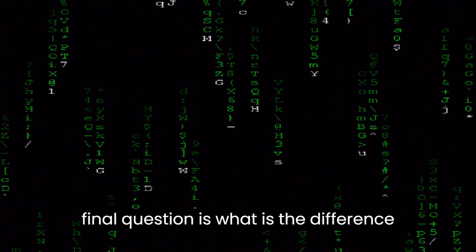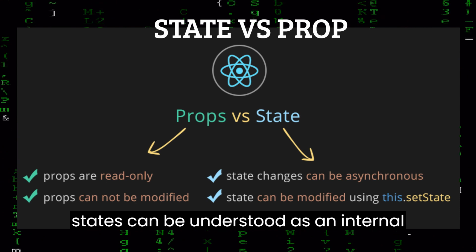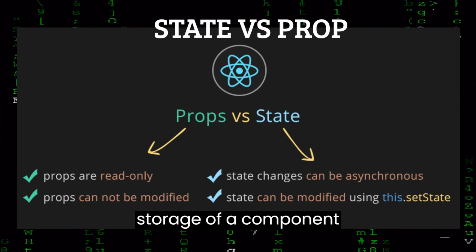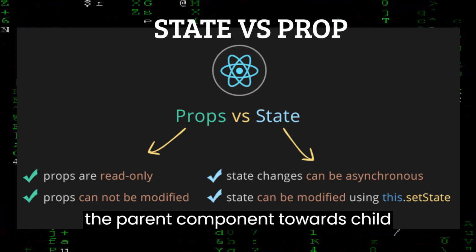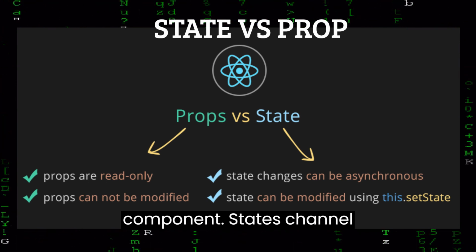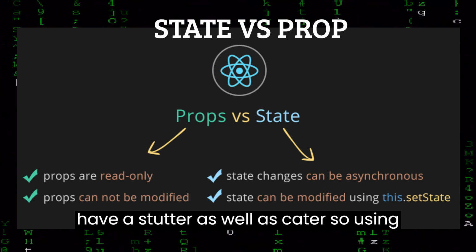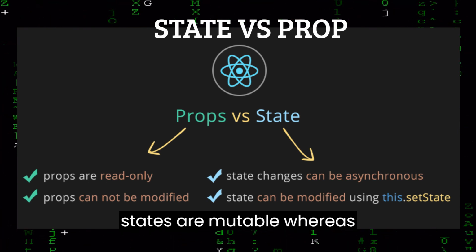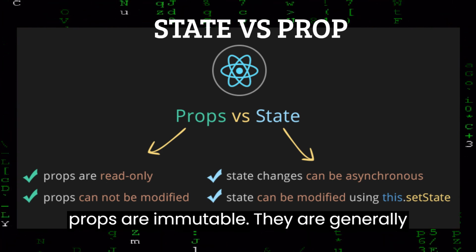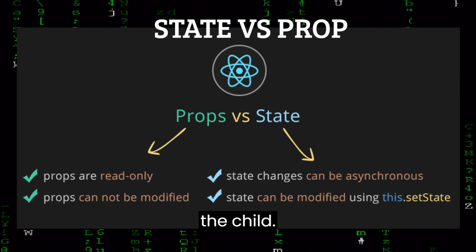Now the final question is, what is the difference between state and props? States can be understood as an internal storage of a component, whereas props are there to pass data from the parent component toward the child component. States generally have a setter as well as a getter, so using those, we can manipulate a state. States are mutable, whereas props are immutable. They generally pass the data from the parent towards the child.